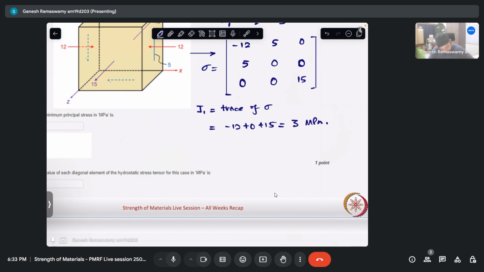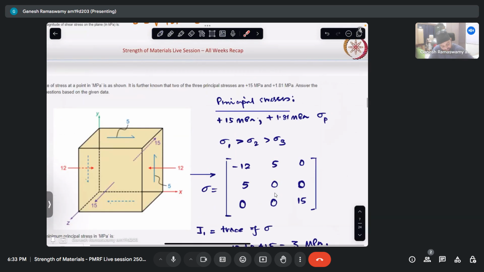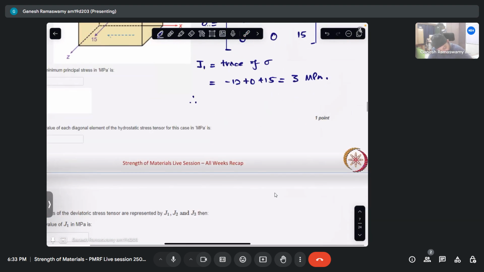But I also know that the sum of the principal stresses also has to add up to the same quantity because it's an invariant. So it is 15 plus 1.81 plus sigma p equal to 3. So sigma p can be calculated from here: 15 plus 1.81 plus sigma p equal to 3. So this comes out to be minus 13.81 MPa.